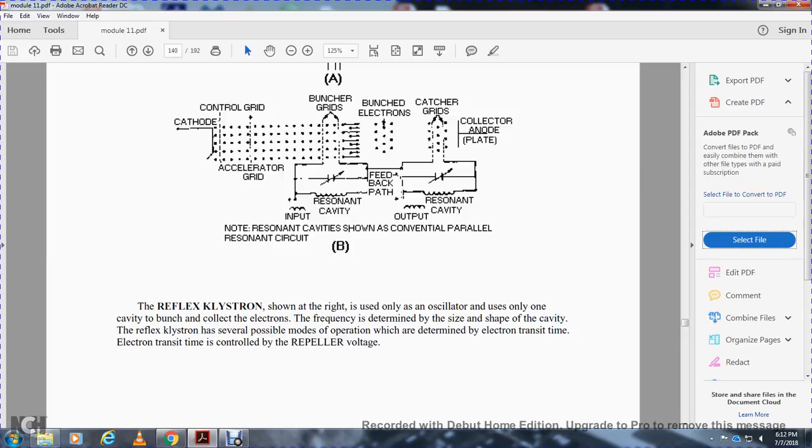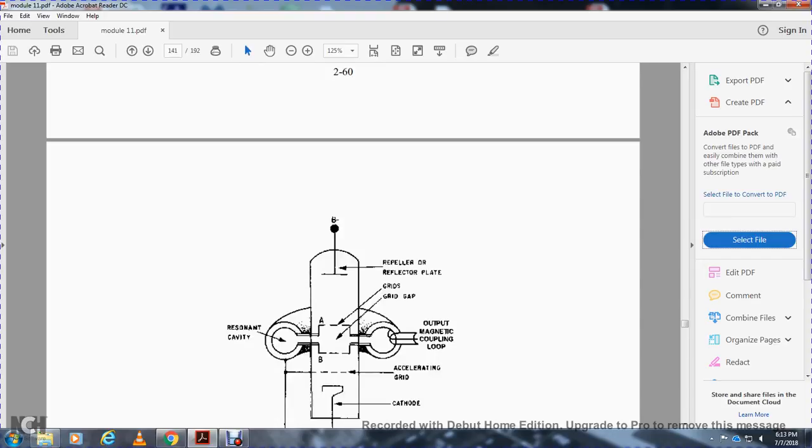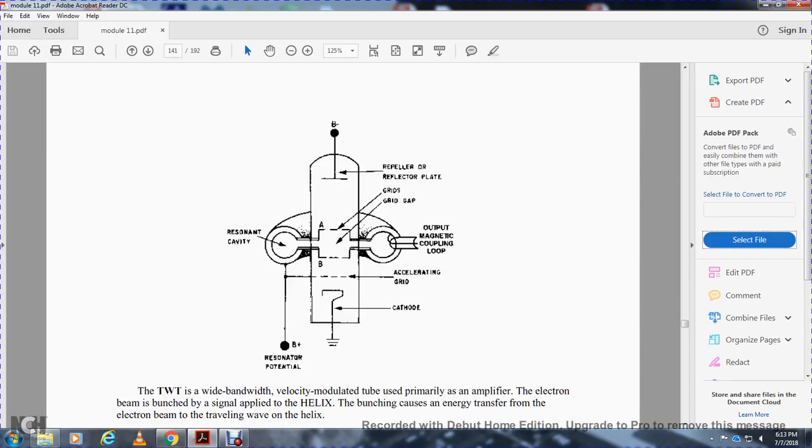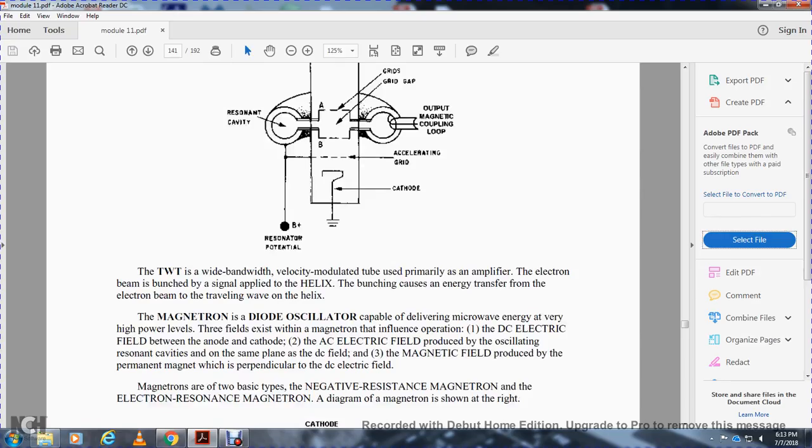The reflex klystron shown to the right is an oscillator that uses only one cavity to bunch the collected electrons. The frequency determines the size and shape of the cavity. The klystron has several possible modes of operation, determined by the electron transit time. Electron transit time is controlled by the repeller voltage. Shown are the repeller, reflector plate, grids, resonant cavity, output magnetic coupling loop, accelerator grid, cathode, and resonator potential.